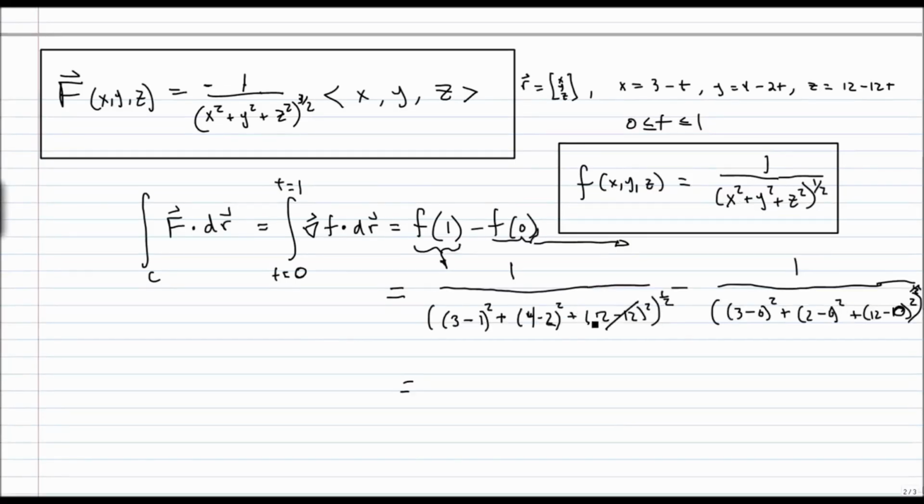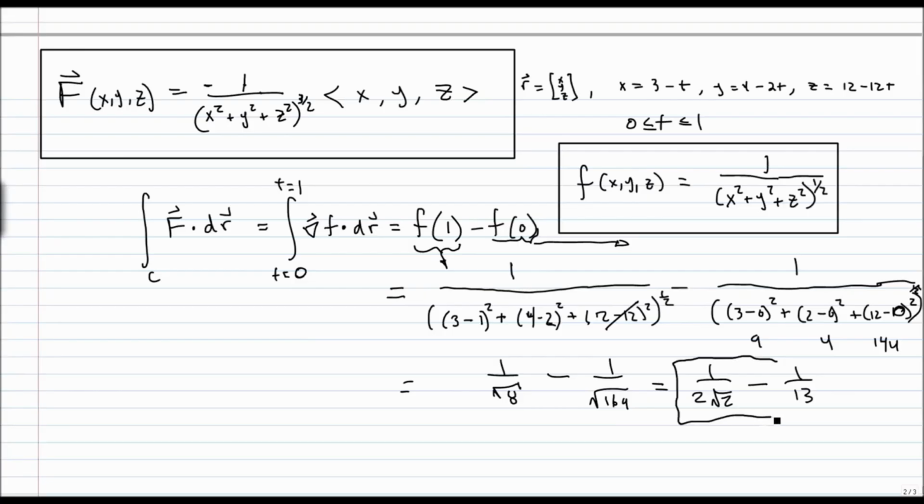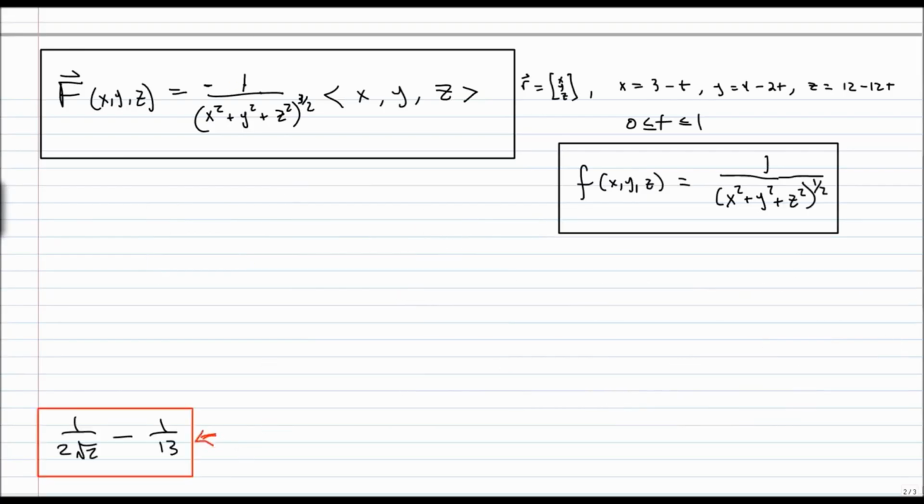Okay, so I plugged in all my values here. I'll go ahead and perform all the algebra. 1 over the square root of 169. So that's the same thing as 1 over 2 root 2 minus 1 over 13. Okay, so here's our answer here. Now let's go ahead and see if we can find the same thing by calculating the line integral.